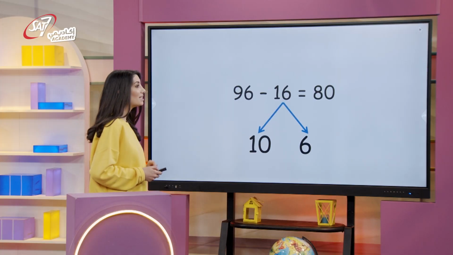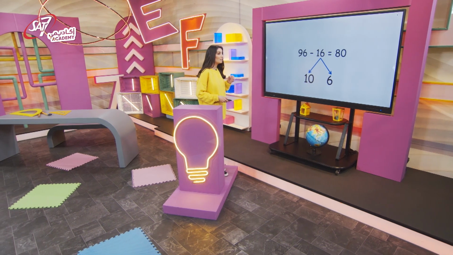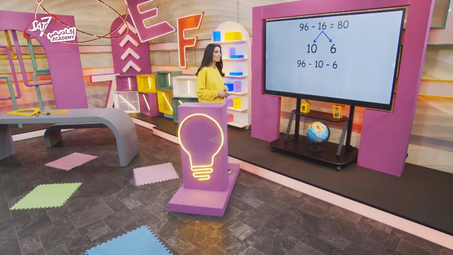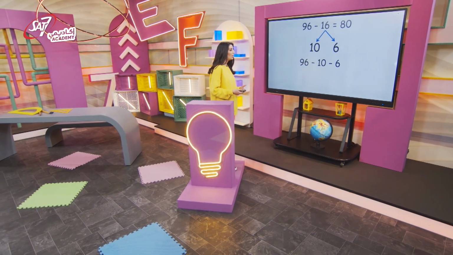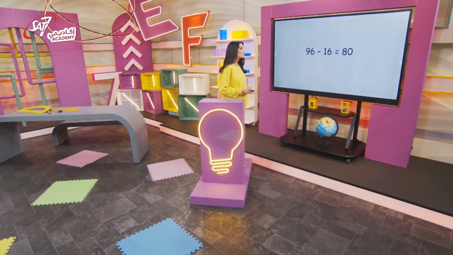Let us double check our answer. 16 is made from 10 and 6. So 96 minus 16 means 96 minus 10 minus 6. 96 minus 6 is 90, and 90 minus 10 is 80. Our first sentence is correct.